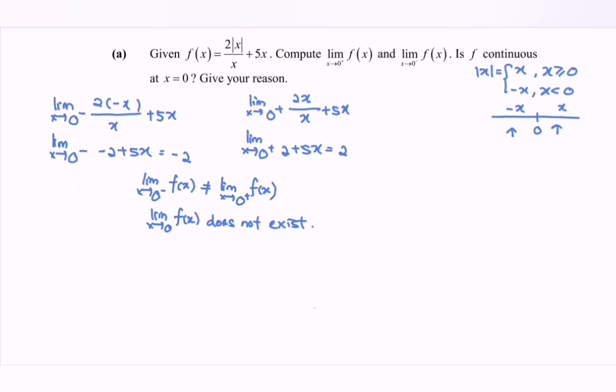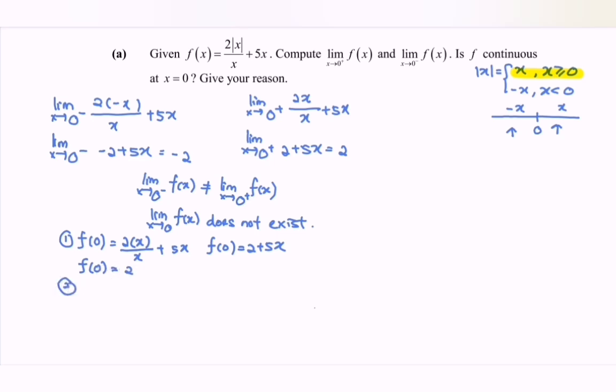So next, is f continuous at x equals 0? Give your reason. Condition number 1, f(0). For this case, kindly refer to the definition x greater than or equal to 0. So when x equals 0, we have to focus on this part. Then we have 2 multiplied by x over x, plus 5x. Rewrite the situation: f(0) is equal to 2 plus 5x. Then if we substitute 0, f(0) is equal to 2. That is the first condition.